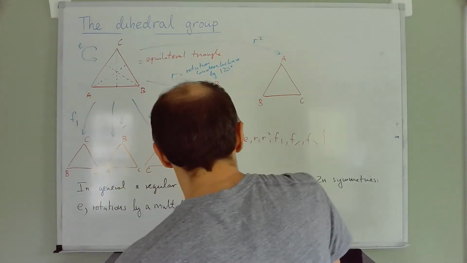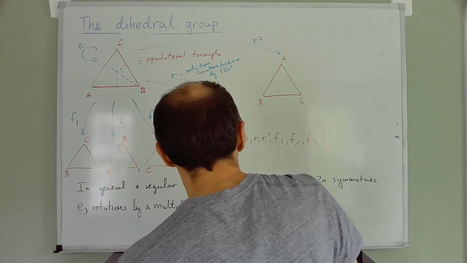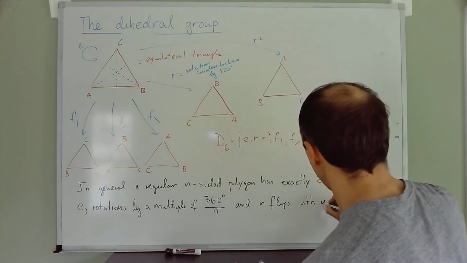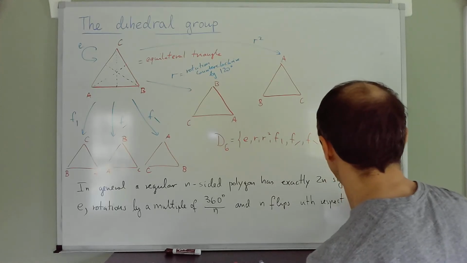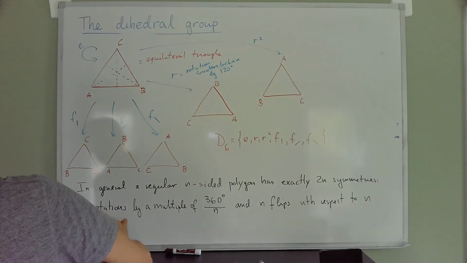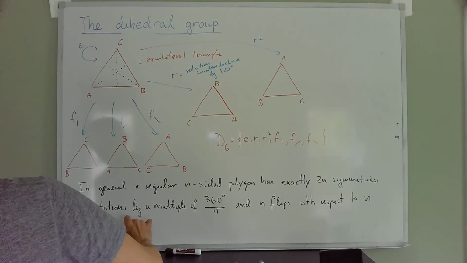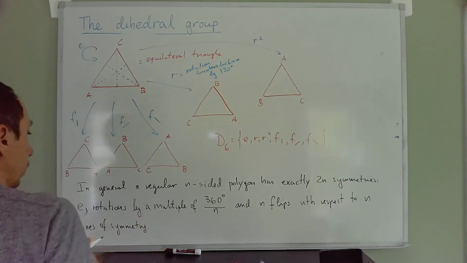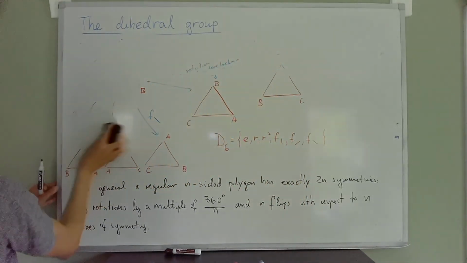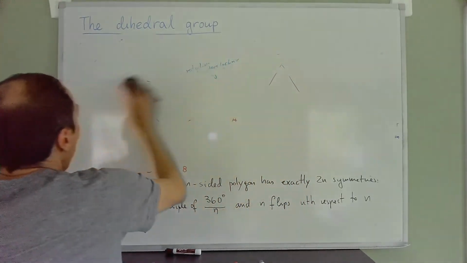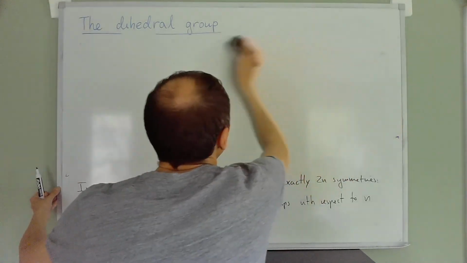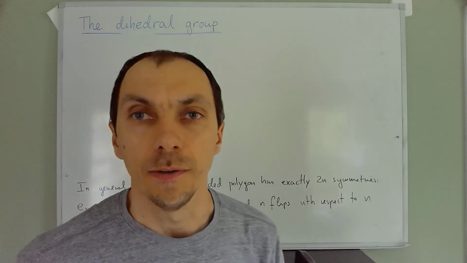And n flips with respect to n axes of symmetry. And these axes come in 2 different types, depending on whether the polygon has an even or an odd number of vertices.